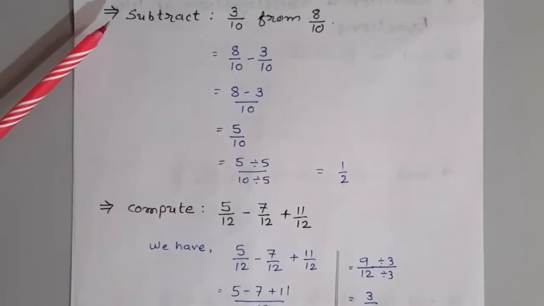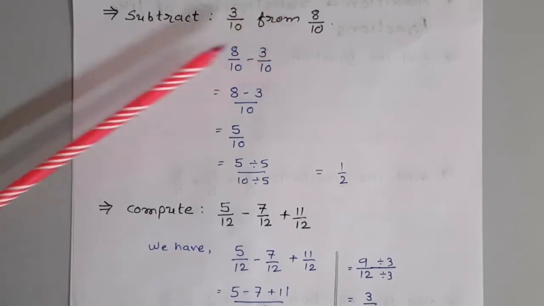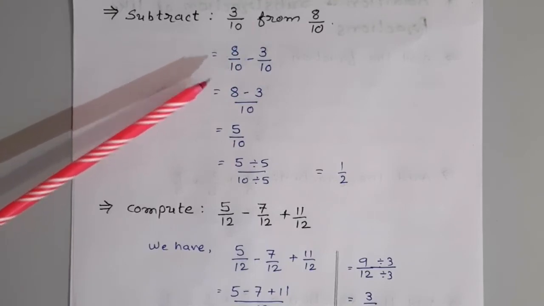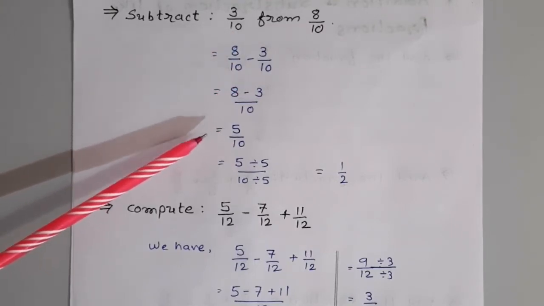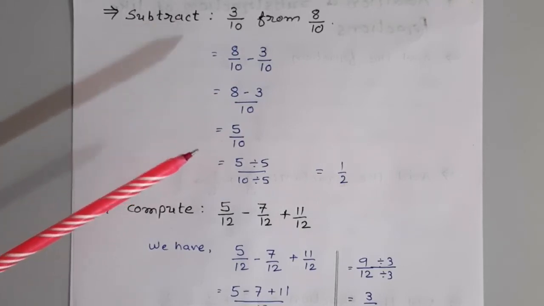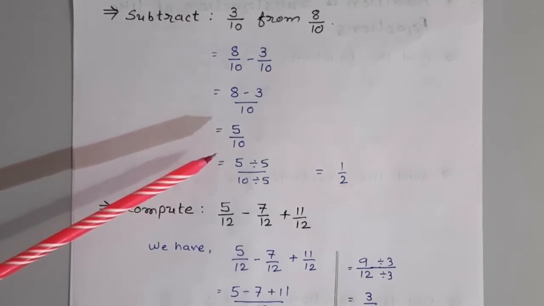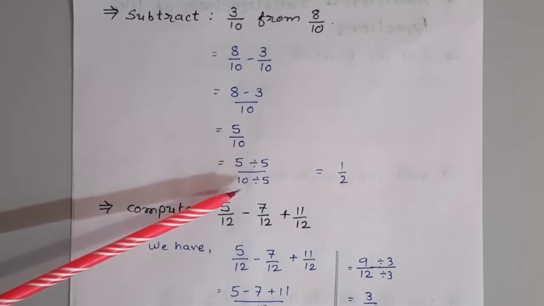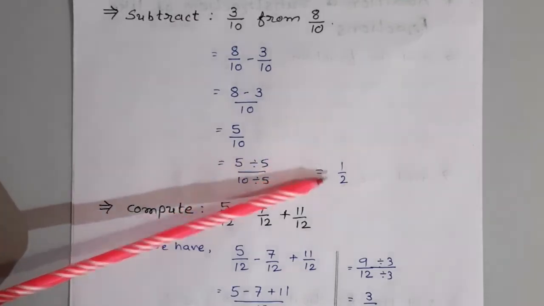Same process in subtraction. Subtract 3 upon 10 from 8 upon 10, so 8 upon 10 minus 3 upon 10. Subtract the numerators, 8 minus 3 upon 10, 5 upon 10, and if we simplify or convert into lowest terms, the HCF of 5 and 10 is 5, so divide the numerator and denominator by 5, 5 divided by 5 and 10 divided by 5, so the answer will be 1 upon 2.